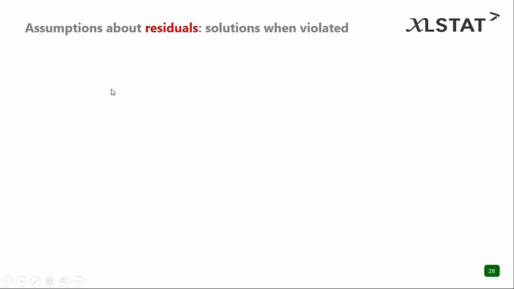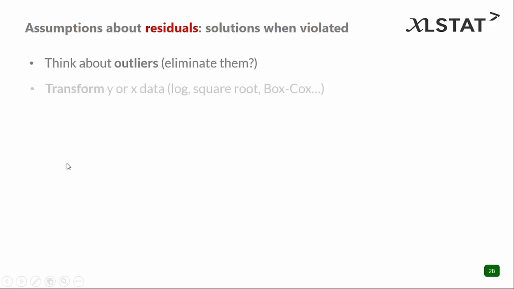Here are a couple of solutions when the assumptions are violated. Think about outliers. Do you have outliers? And is it worth it to eliminate them? Did you make a mistake while entering the values in your Excel spreadsheet? Or is the individual corresponding to an outlier really important in the population you are studying? So if that is not the case, maybe you could eliminate this individual and rerun your analysis.